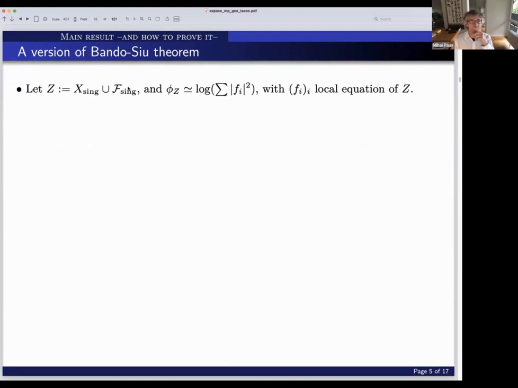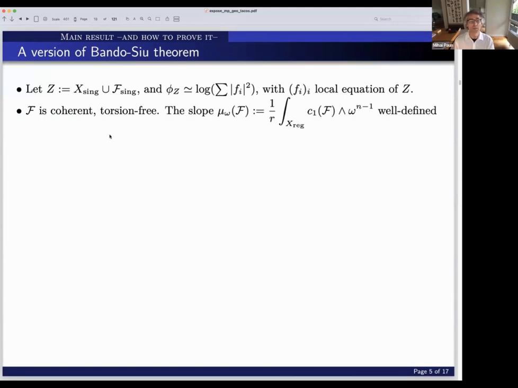Fine. And then the next step is to look a little bit into the important result of Bando and Siu. So let's say that now we put together the singularities of X and the singularity of the sheaf F. And then given this, we can construct a function, let's say phi_Z, which locally looks like the log of the sum of the squares of the absolute values of the fi's, and the fi's are the local equations of Z, right? So the fact that this is a global analytic set tells us that those local expressions piece together nicely and then give us this sort of function.